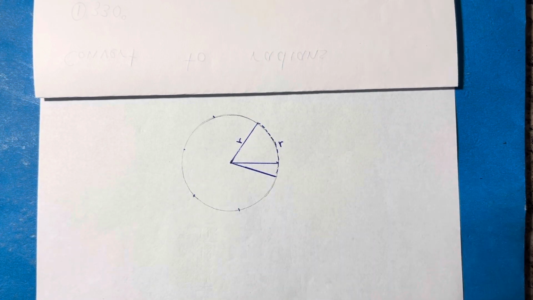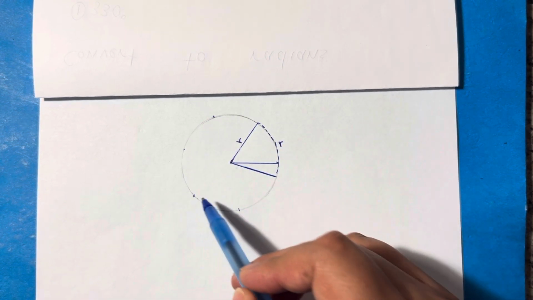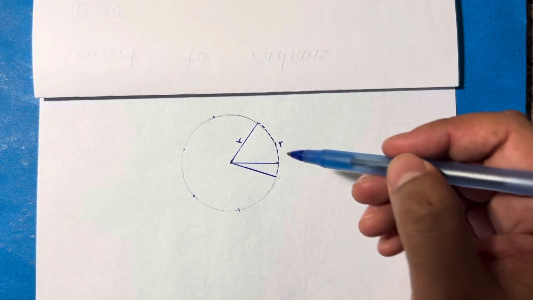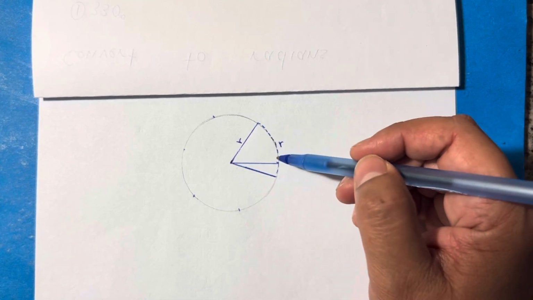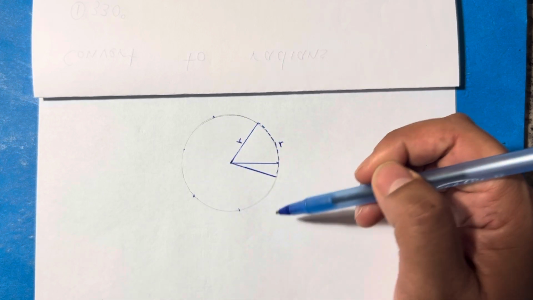If you have seen the circumference formula, it is 2 pi r. 2 times pi is about 6.28. So that's the 6.28 multiplied by the radius. That's for the circumference. So 1 radian, 2 radians, 3 radians, and so on.